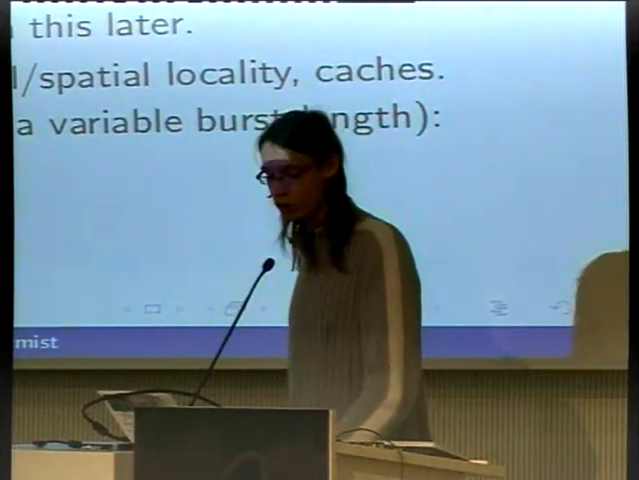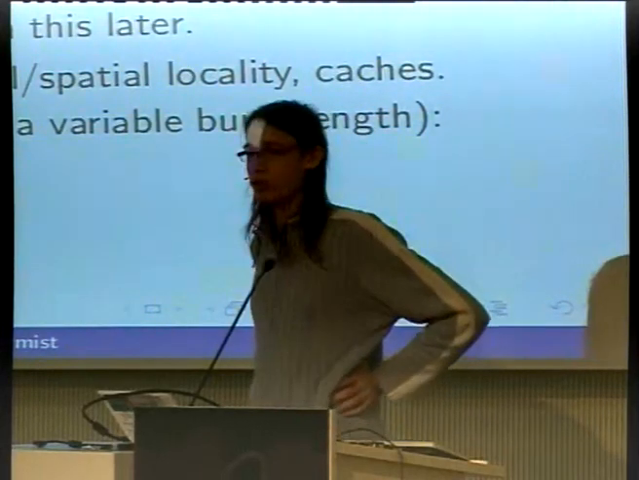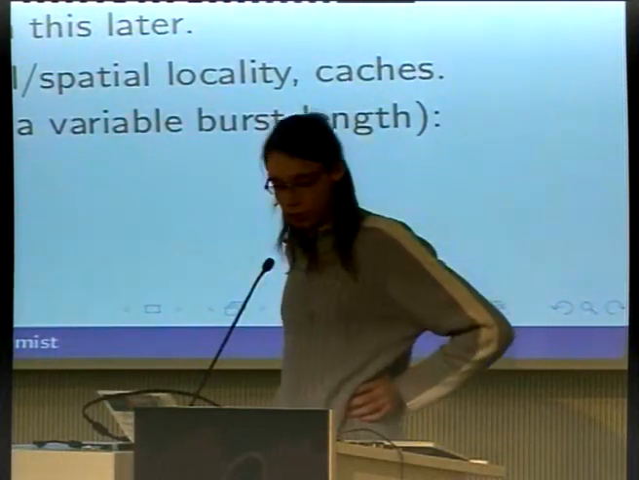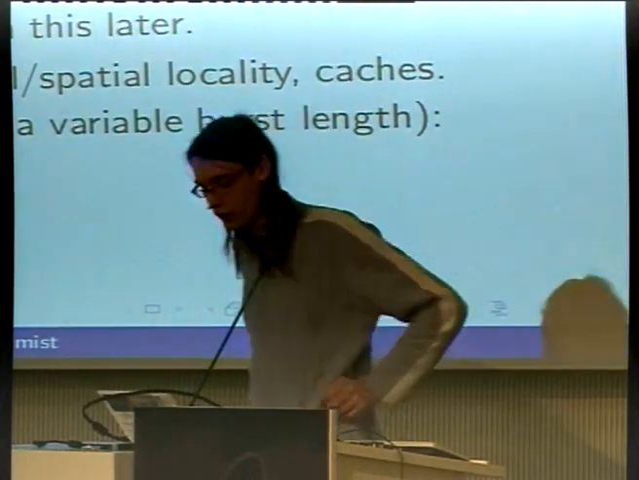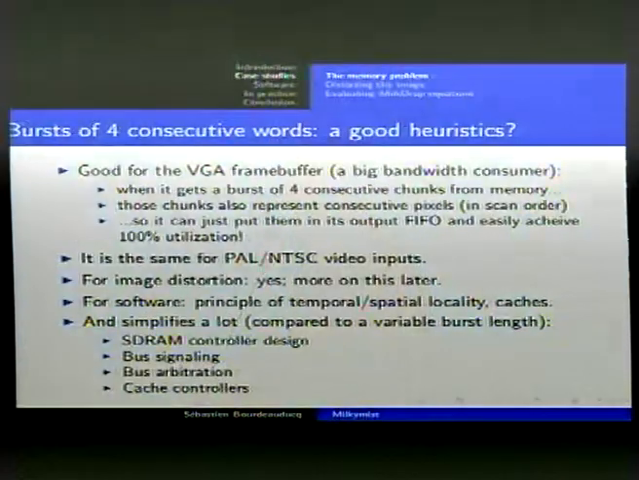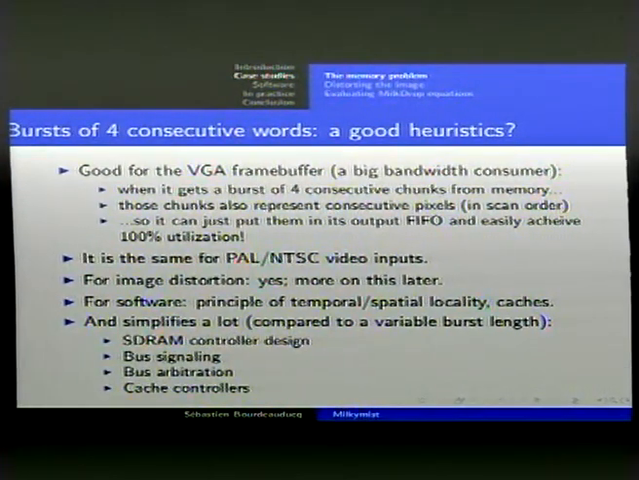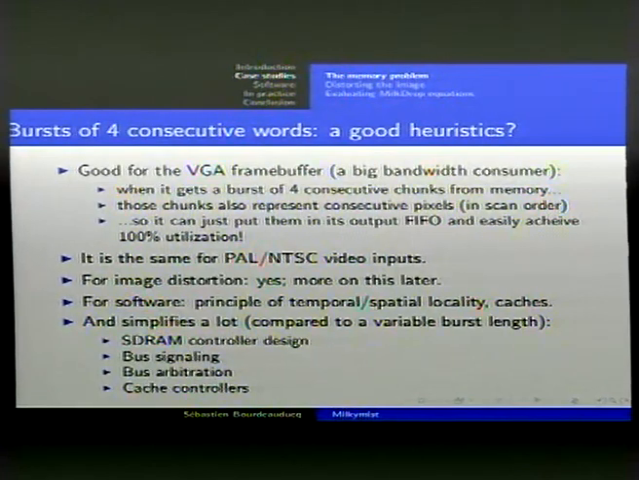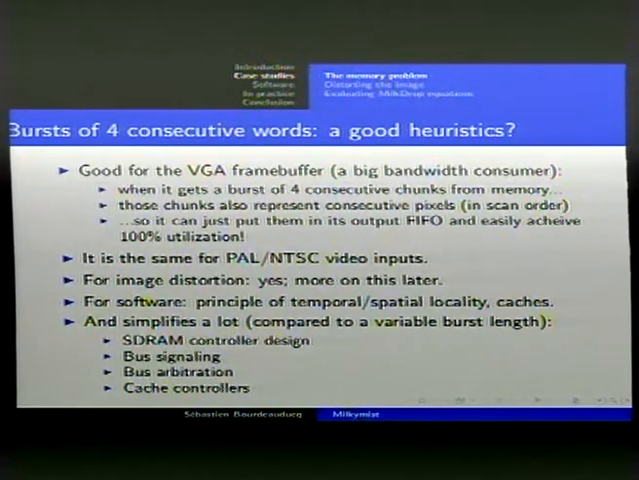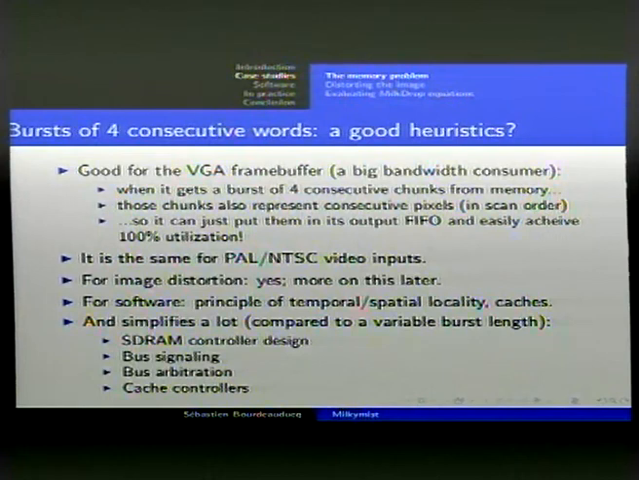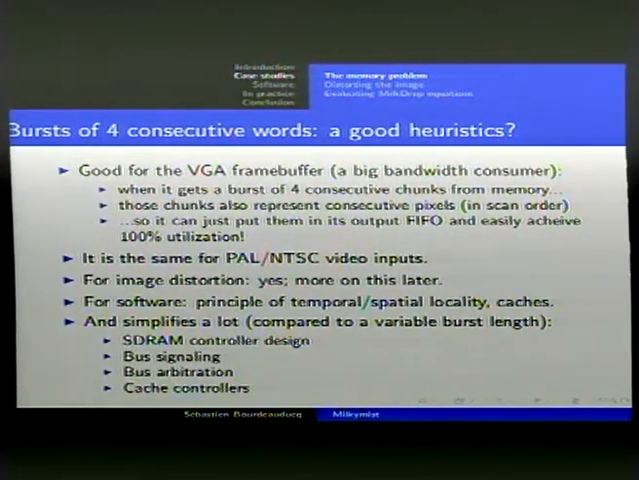Is it good for the VGA frame buffer, for example? The VGA frame buffer, as you have seen from the table before, is a big bandwidth consumer. So let's see how we can do that with it. Every time it gets a burst of 4 consecutive chunks from the memory, these chunks also represent consecutive pixels in the screen scan order. So when you get the burst of 4, you just put them into the FIFO, and then you can slice it every time the screen needs a pixel, and you achieve 100% bandwidth utilization.